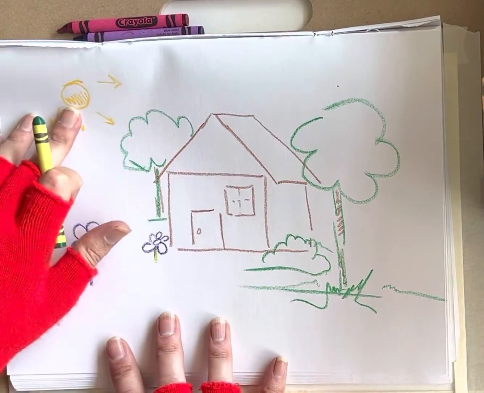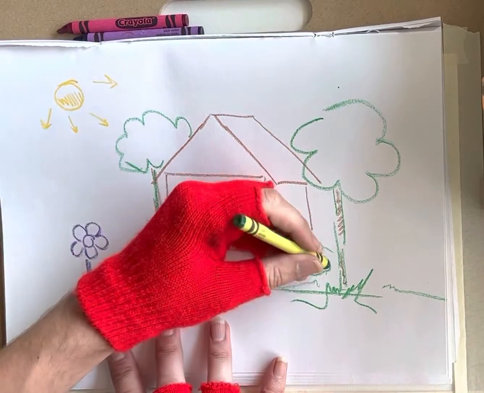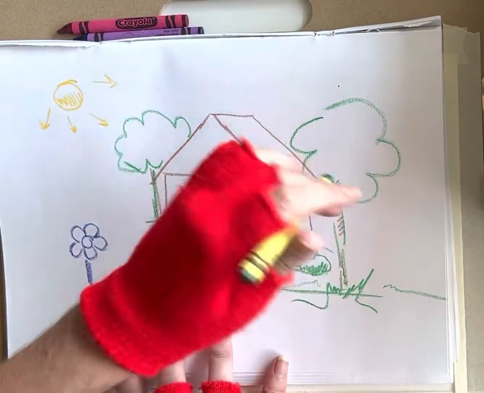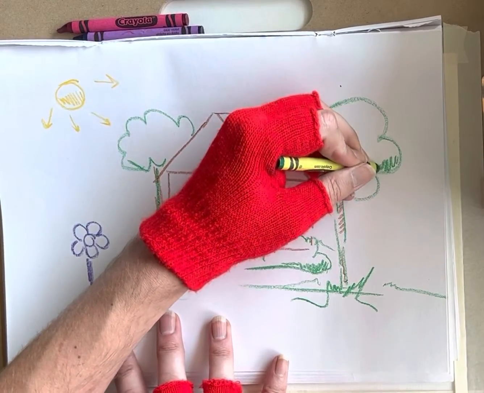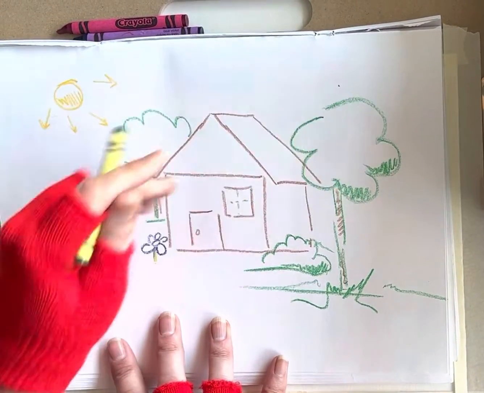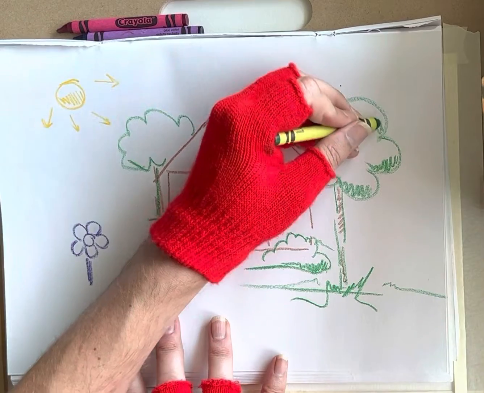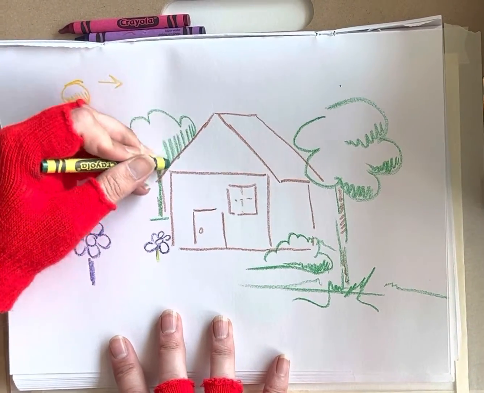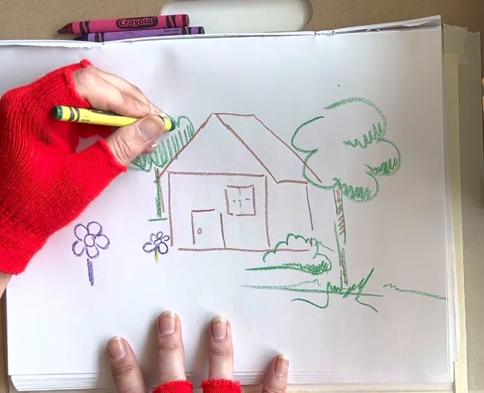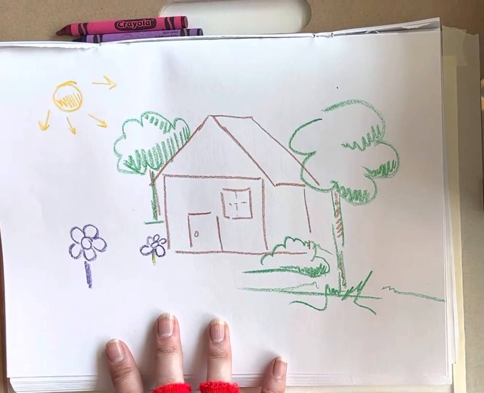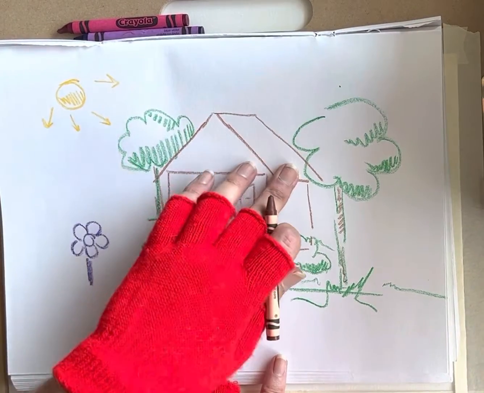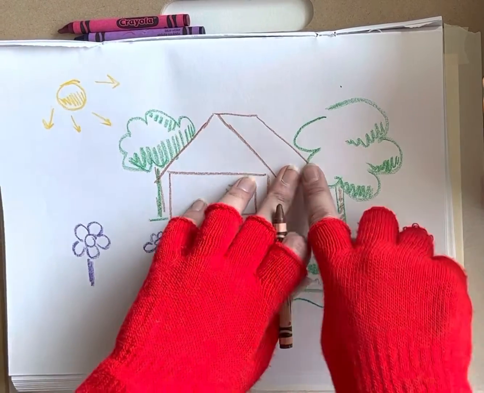And where's the sun? Sun's here, dark's here. Sun's here, dark's here. Sun's here, dark's here. Dark, dark, dark. Same thing with the house. Now the house, that's going to be the darkest spot because the sun isn't touching it.